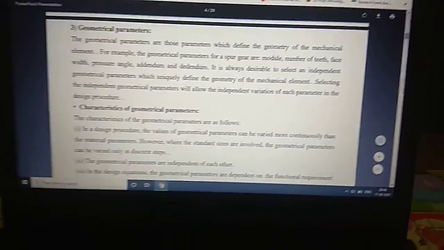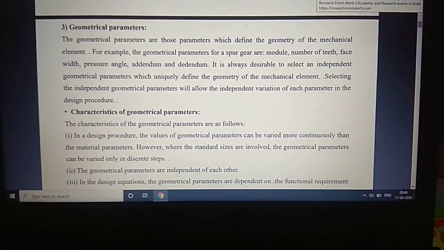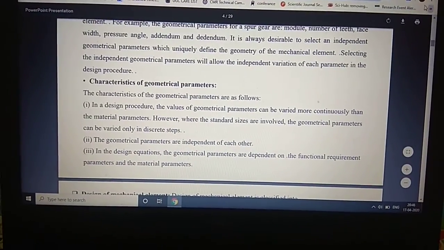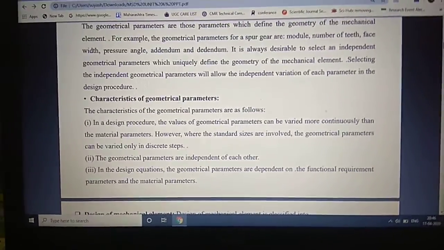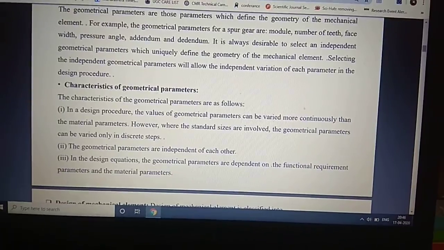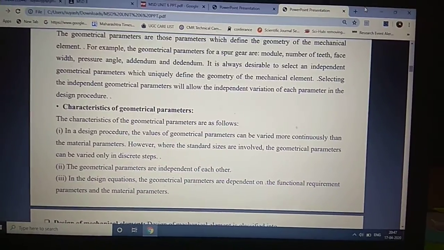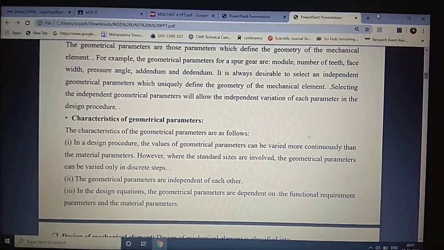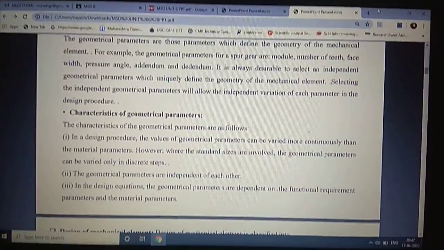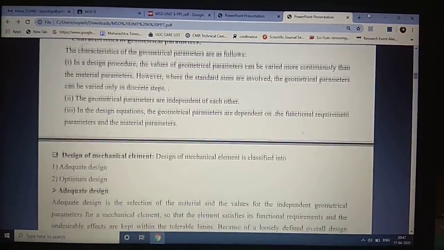Now let us discuss in brief the parameters of geometry; you can see their characteristics here. The values of geometrical parameters can be varied more continuously than material parameters. This case can be omitted when standard sizes are involved. The geometrical parameters are independent of each other. In the design equation, the geometrical parameters are dependent on the functional requirement parameter and the material parameter. So these are all general characteristics for geometrical parameters.